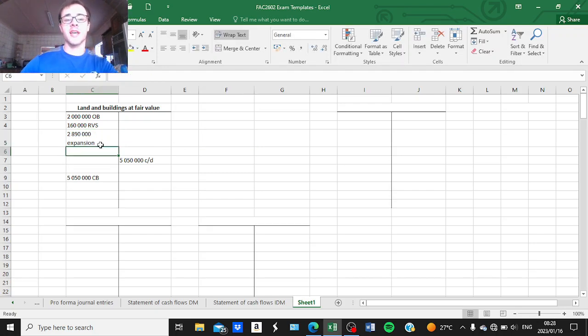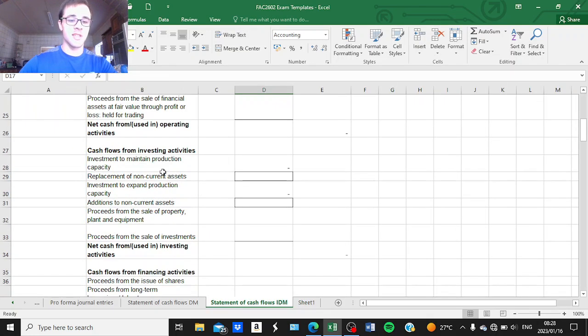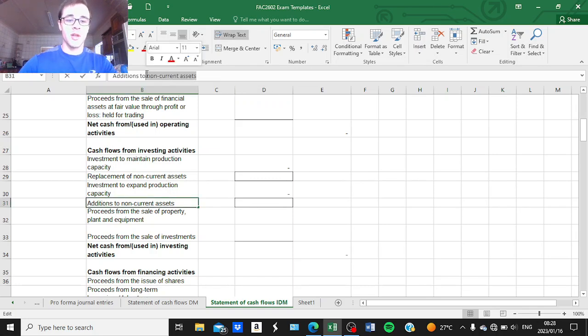So in our investing activities section, we need to show the investment to expand production capacity, additions to land and buildings, and we need to show it at the amount of 2.89 million rand that we have calculated in this general ledger account. So investing activities, investment to expand production capacity, additions to land and buildings. Just correct that. So additions to land and buildings that we have calculated in a general ledger account.